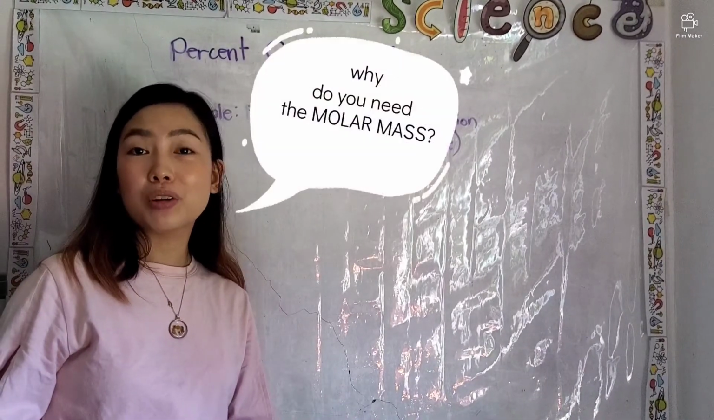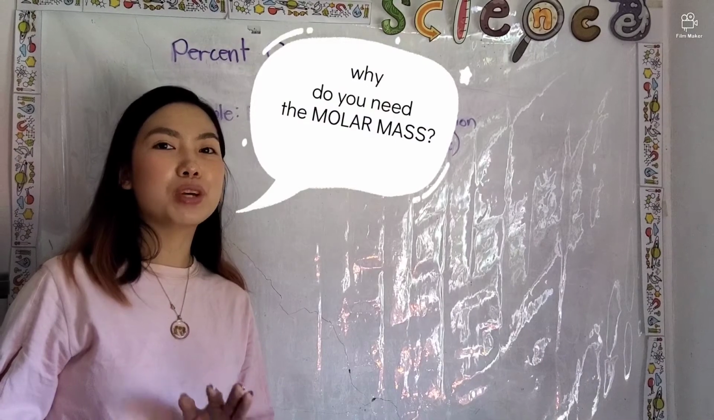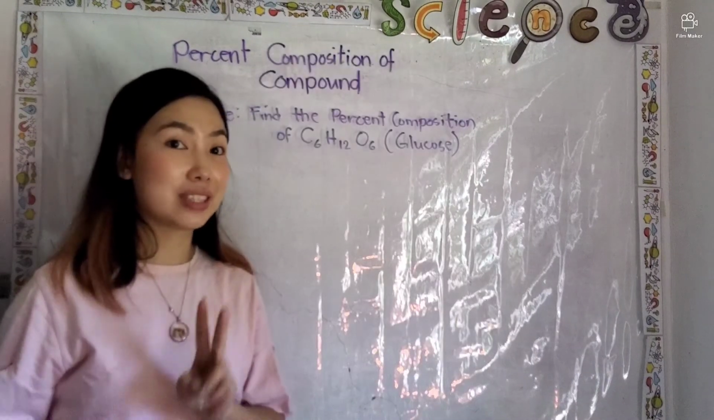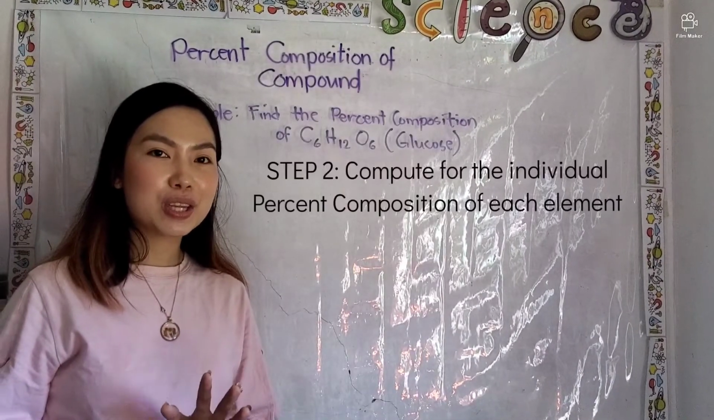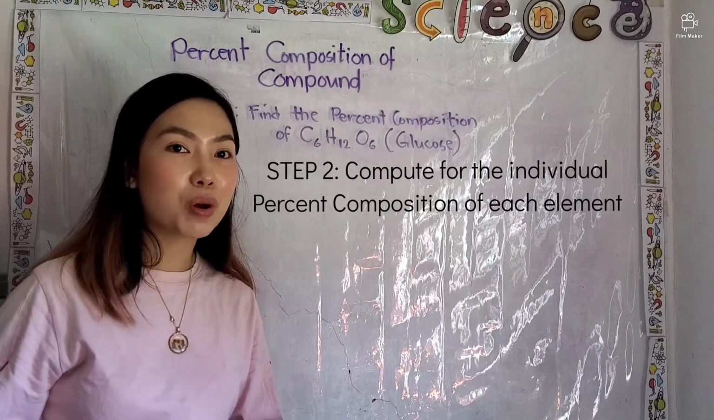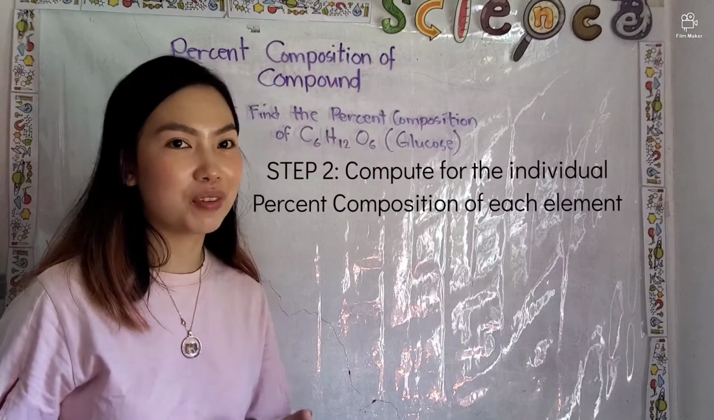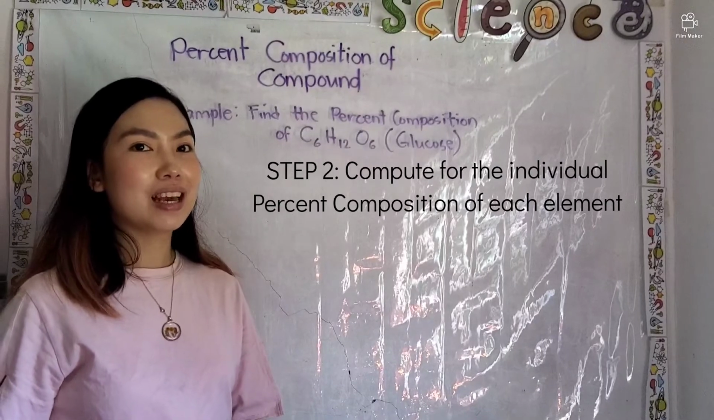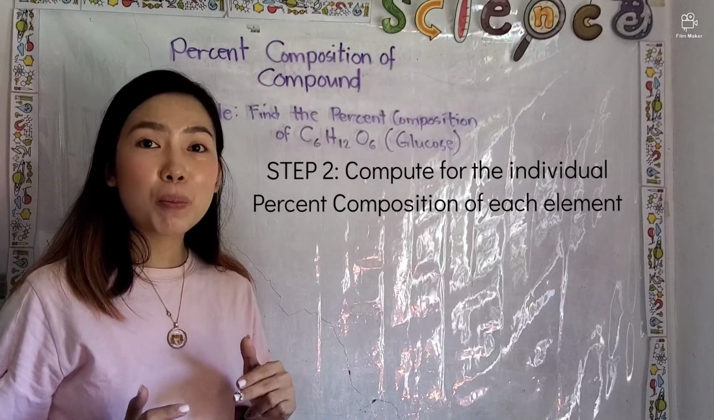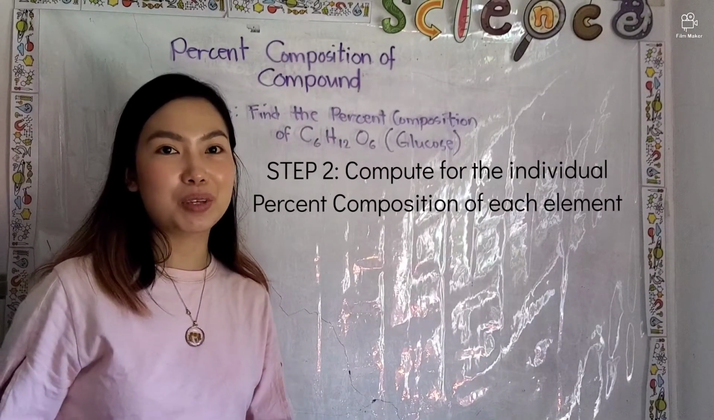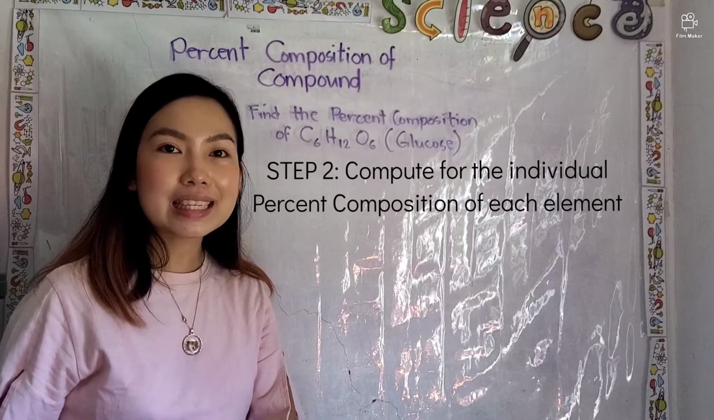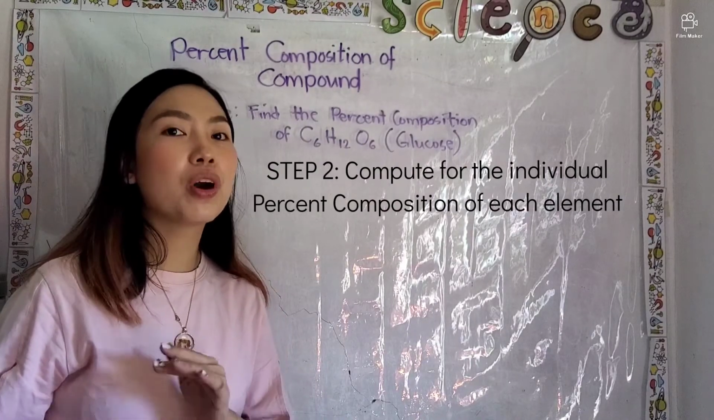Bakit kailangan mo ng molar mass? Molar mass will be used now on the second step. So your second step will be find the individual percent composition of each element. So, i-compute na natin ang percent composition ng bawat element. Ibig sabihin, i-compute natin sila isa-isa according to element.